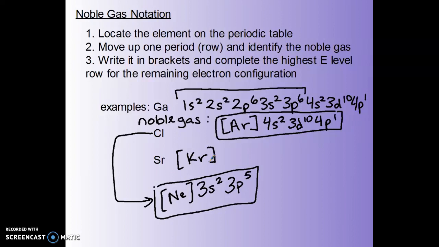Then strontium, the element we're actually looking for, is in the 5th row in the 2nd column. That means it's in our 5s sublevel. So I'm just going to write 5s, and then it's the second element over in the 5s, so there are 2 electrons in the 5s. And then we're done. We have the noble gas notation for strontium. All right.